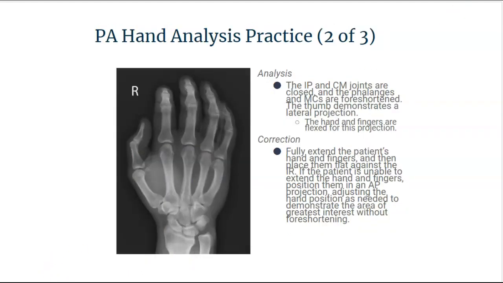In our second practice analysis, you can see that there are some closed joint spaces here. Also, you have some foreshortening of the phalanges. This projection is demonstrating a flexed hand and fingers. In order to correct the imaging here, we want to fully extend those fingers to open up those joint spaces and to get that hand, that palmar surface, parallel with the IR so that we can get a true PA projection.